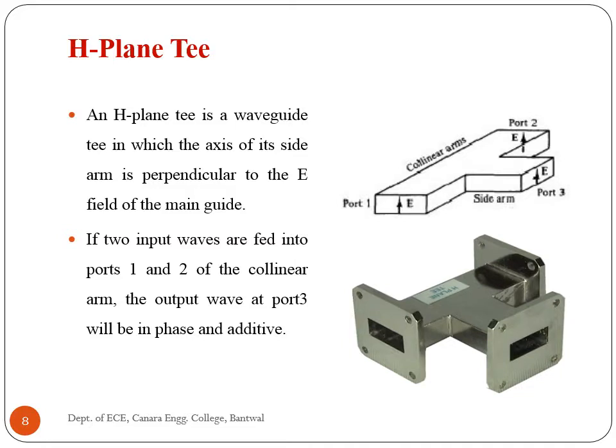H-plane T. An H-plane T is a waveguide T in which the axis of its side arm is perpendicular to the E field of the main guide. It is characterized by the fact that the two outputs from the top of the T section in the waveguide are in phase with each other. If two input waves are fed into ports 1 and 2 of the collinear arm, the output wave at port 3 will be in phase and additive. Because the magnetic field loops get divided into two arms 1 and 2 in a manner similar to currents between branches in parallel circuit, H-plane junction is called a shunt junction.